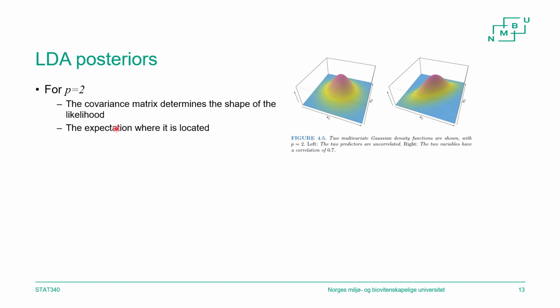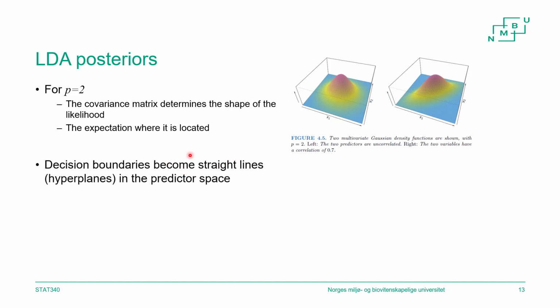So remember this, that the shape of this likelihood function is determined by the covariance matrix. And the expectation is where it's located. Okay, so that's where the top is, right? So if you have two classes, they will have two mountains, right? And they will look the same, but they will be located in different places. And the decision boundaries always become straight lines with this LDA method.